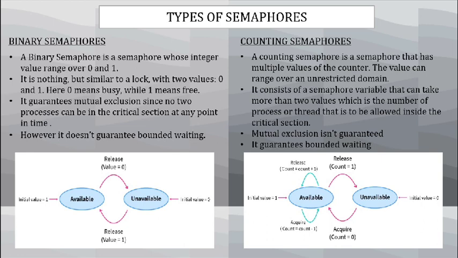As only one process can execute in its critical section at a time, binary semaphores guarantee mutual exclusion. However, in the case of a counting semaphore, since multiple processes can execute in their critical section at the same time, it does not guarantee mutual exclusion. Binary semaphores do not assure bounded waiting time. However, counting semaphores assure bounded waiting time as no process will starve.